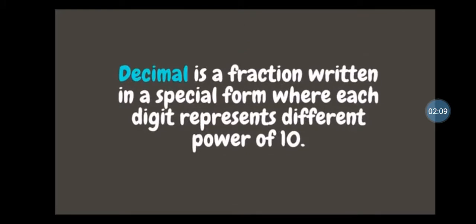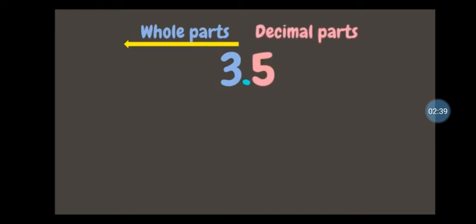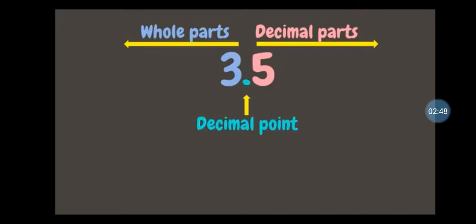So decimal is a fraction written in a special form where each digit represents different powers of 10. Let's have an example. 3.5. It has two parts. The number on the left side is called the whole part, and the number on the right side is called decimal part, and the dot between these two parts is called decimal point. It separates the whole parts and decimal parts.